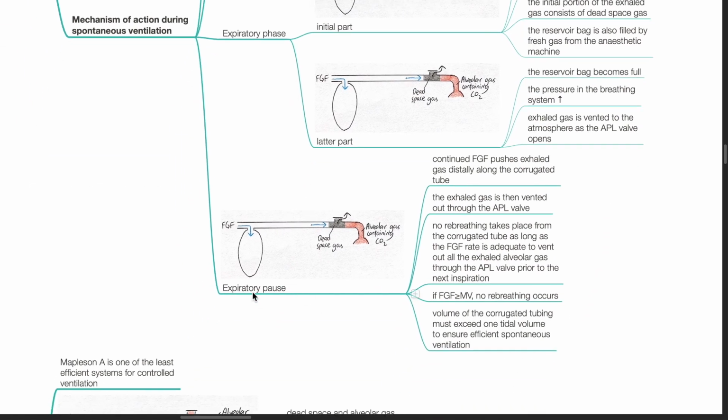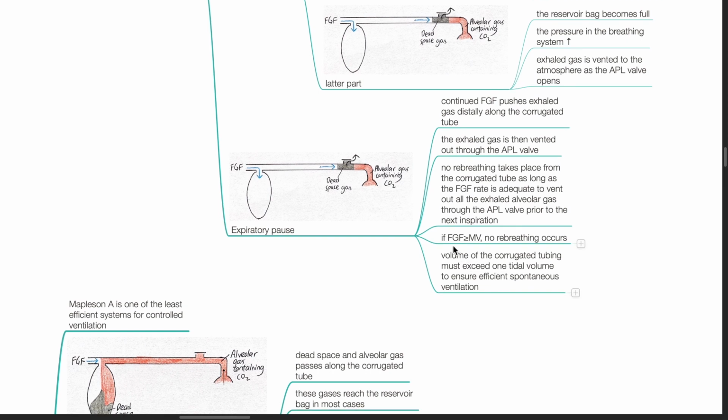During the expiratory pause, continued fresh gas flow pushes exhaled gas distally along the corrugated tubing, and these exhaled gases are vented out through the APL valve. No rebreathing takes place from the corrugated tube as long as the fresh gas flow rate is adequate to vent out all the exhaled alveolar gas through the APL valve prior to the next inspiration. If the fresh gas flow is more than or equal to minute ventilation, no rebreathing occurs. The volume of the corrugated tubing must exceed 1 tidal volume to ensure efficient spontaneous ventilation.